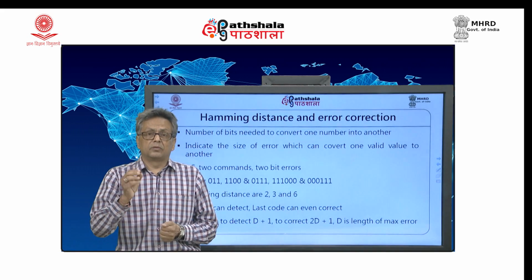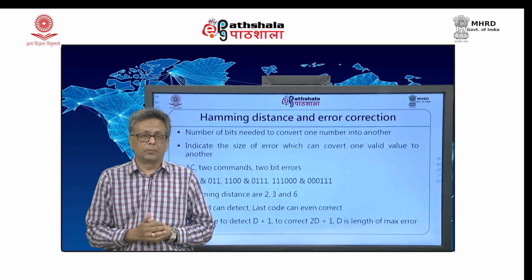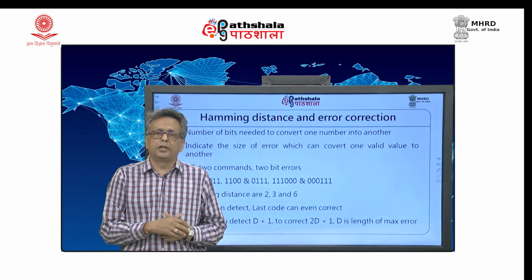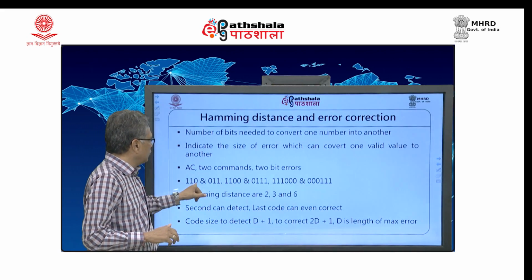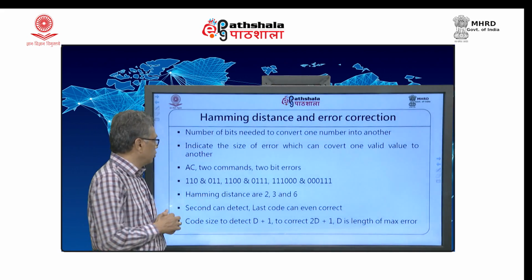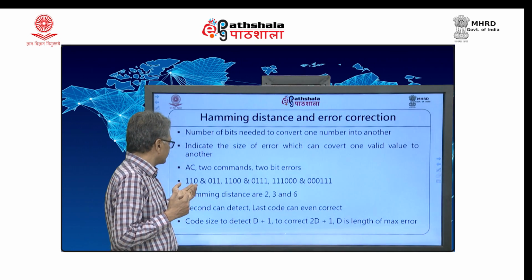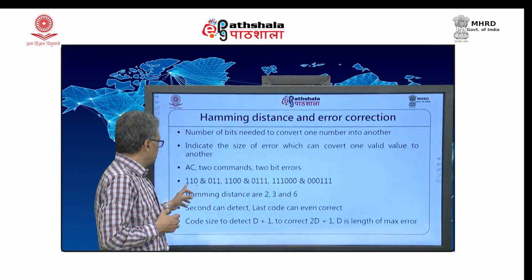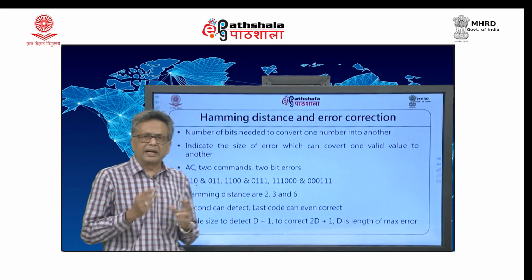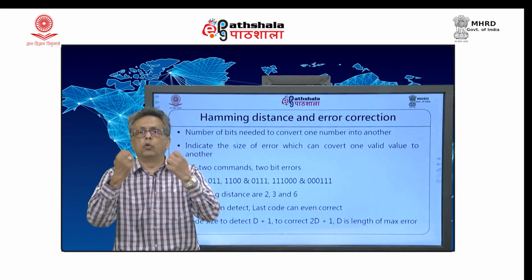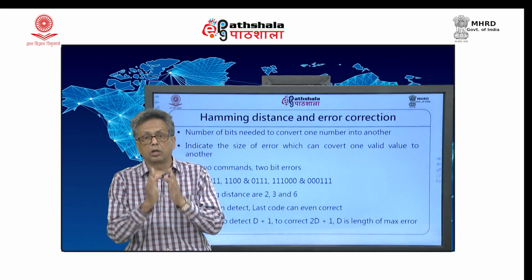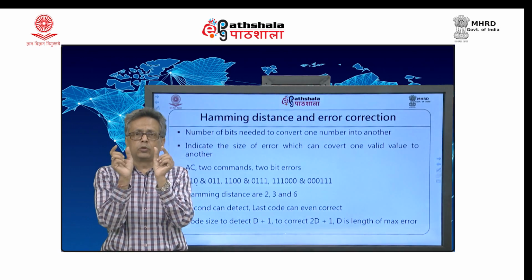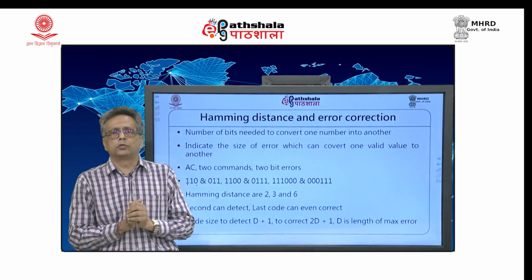Now, if there is likelihood of a 2-bit error, what is the problem? My first question is whether a 2-bit error can convert one valid code into the other. In this case, it can. Say 110, if you want to convert it to 011, I just need to change the first and the last bit. I convert this 1 into 0 and 0 into 1, and I get it. So, a 2-bit error can actually convert one valid value into the other. That is what we would like to prevent, and that 2-bit difference between two valid values is basically the Hamming distance between these two values.